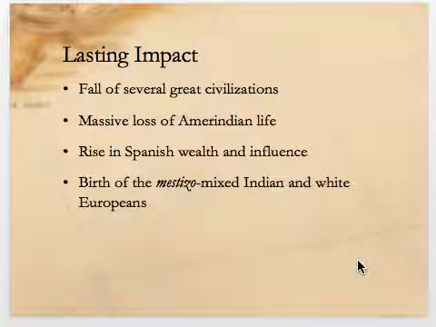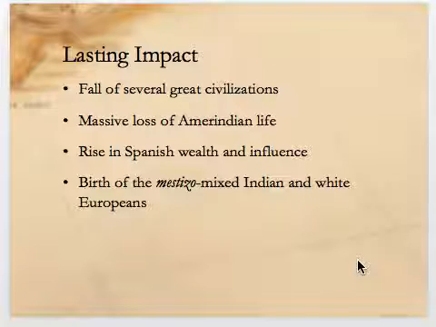So that's another major lasting impact. It led to the rise of Spain, but it also led to other European nations, which we can thank the English, because they're our brethren when it comes to founding of our country. Why did we start in Jamestown? We were looking for gold. Why? Because we wanted to be like Spain. And also, you have now the birth of the mestizo, mixed Indian and white European group of people, which you can see still vibrant in Peru today.